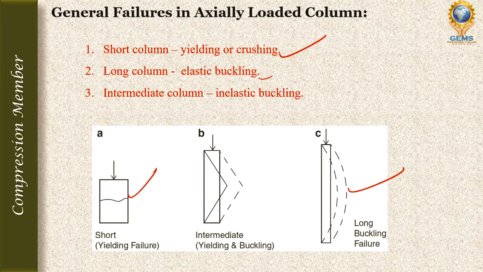Third one is the intermediate column. It will not be a short or a long column. It will be intermediate between short and long columns. So this will fail by inelastic buckling. This is how the failure will occur, inelastic buckling, whereas the failure that will occur in a long column is elastic buckling. So these are the general failures that will occur in an axially loaded column.